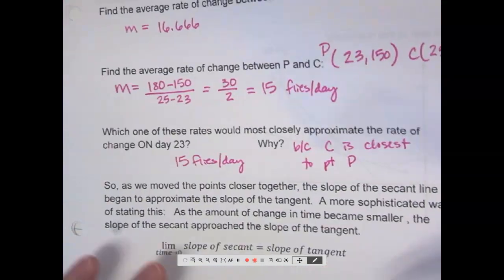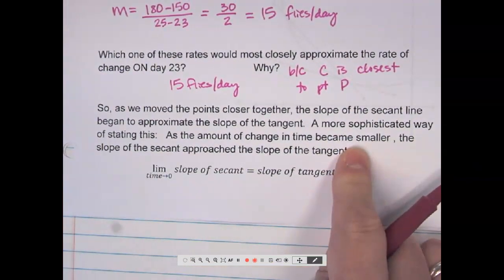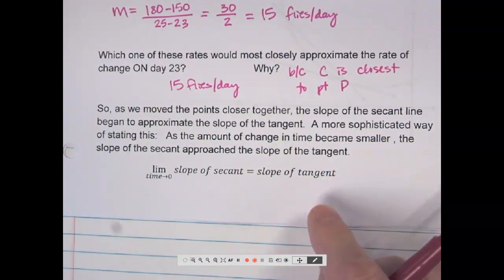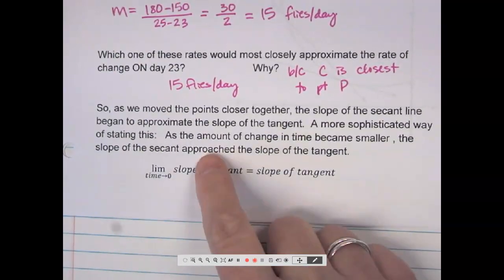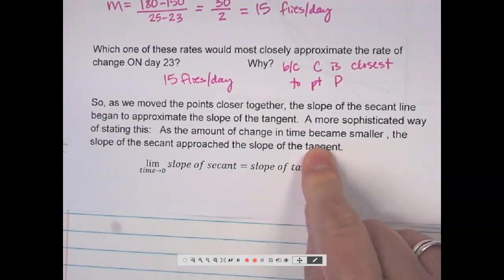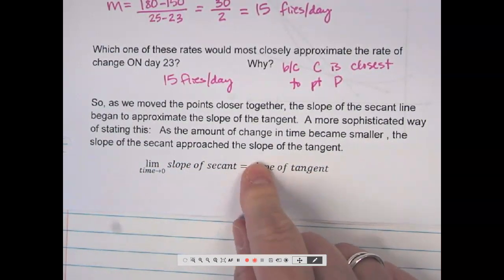Okay, so as we move the points closer together, the slope of the secant line began to approximate the slope of the tangent line. A more sophisticated way of stating this, as the amount of change in time became smaller, the slope of the secant approached the slope of the tangent.